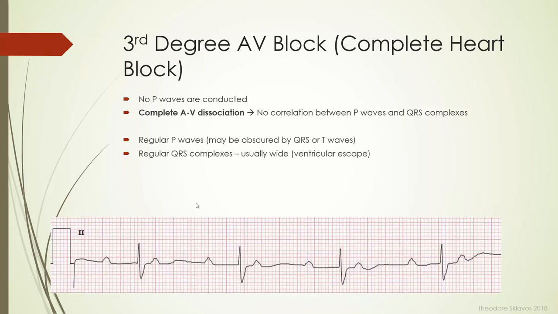What you might see on the ECG is regular P waves. For example, that's what we have here, a P wave followed by another P wave, and another. These are occurring regularly. And then we've got regular QRS complexes. But you'll notice that they have different rates, and they're not at all related to each other. Now you won't always see regular P waves, because sometimes they'll be obscured and hidden by the QRS complex itself.